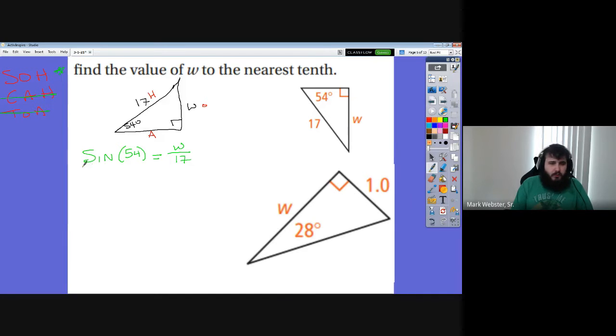So now you can go through and cross multiply. Now you see why we did this in the bell ringer. We're going to cross multiply. We get W equals 17 times the sine of 54. So one other thing I want to point out, this sine of 54 right here, this thing, this is already a number.